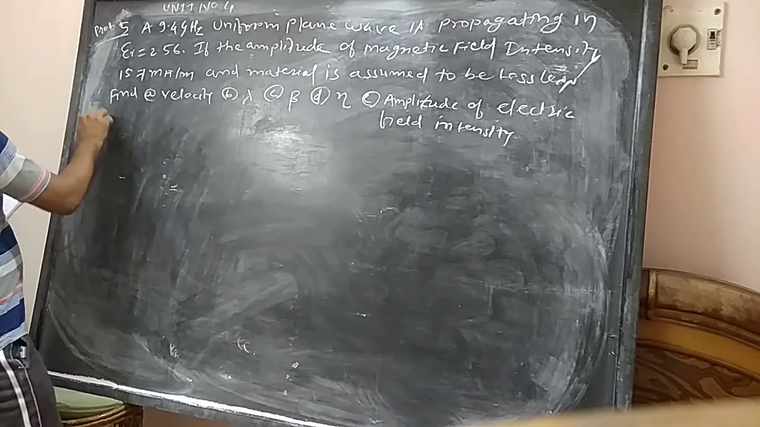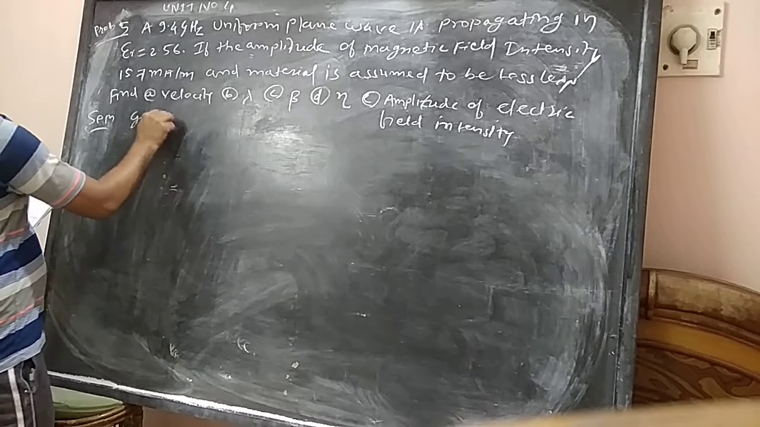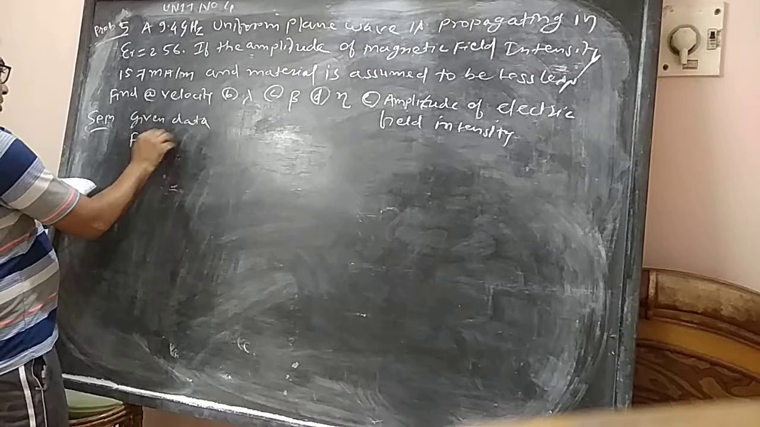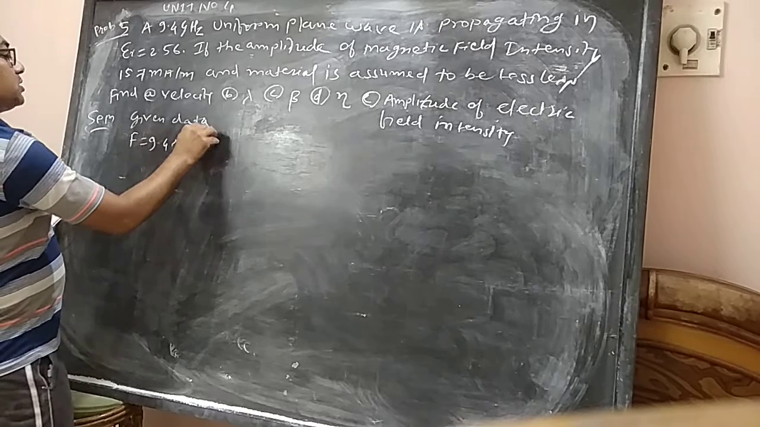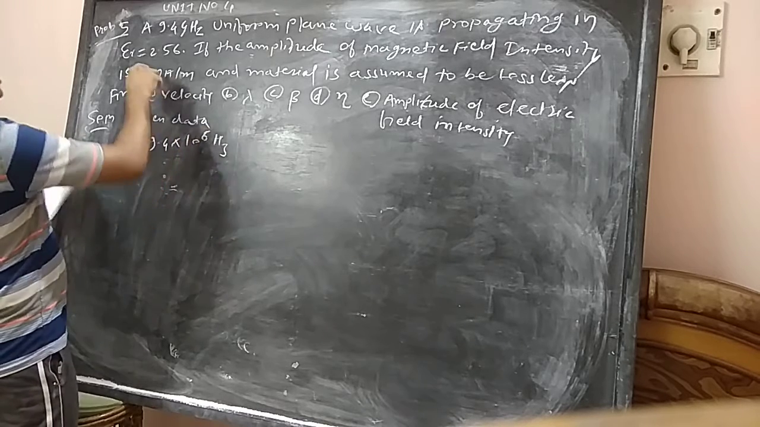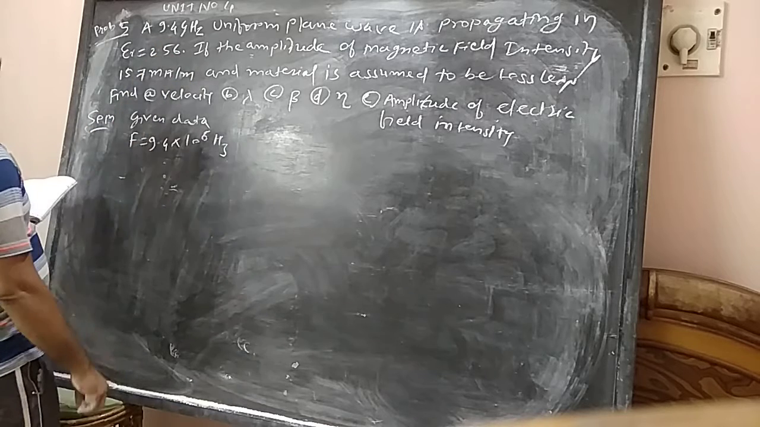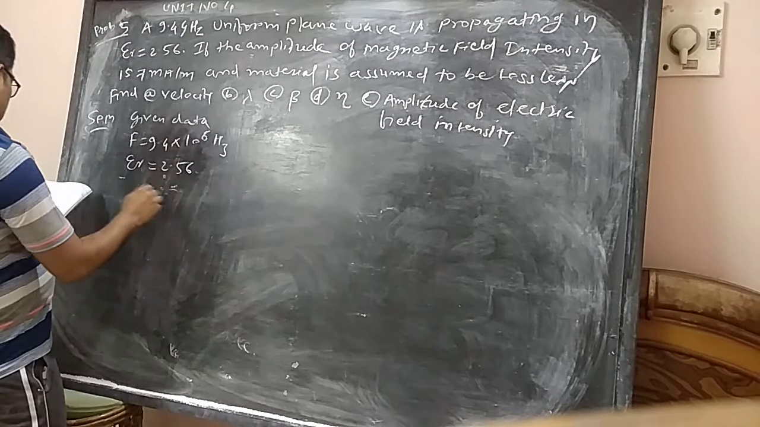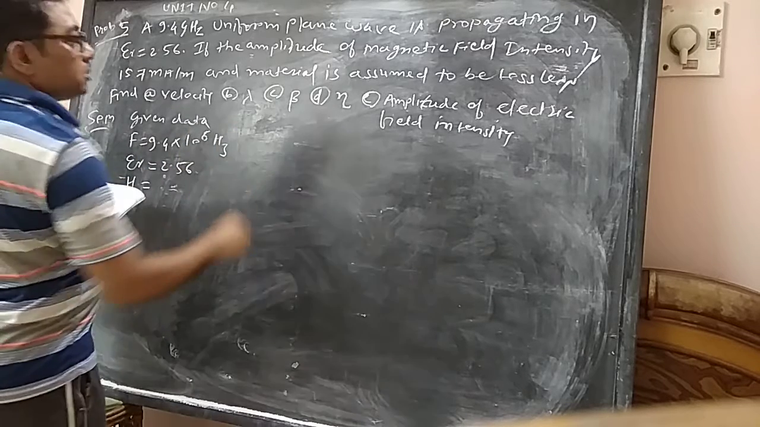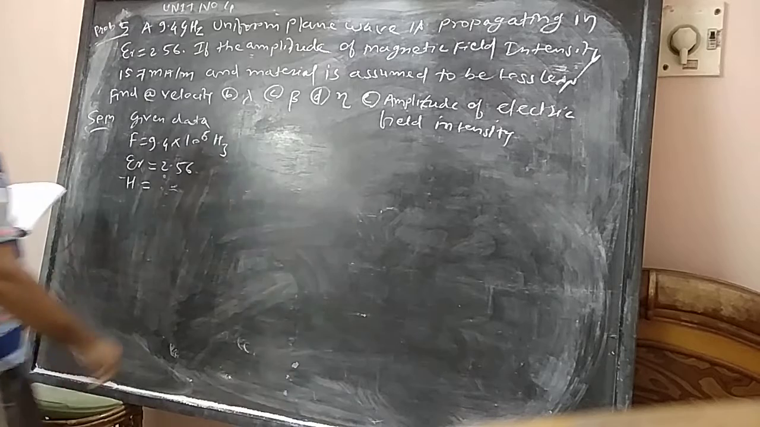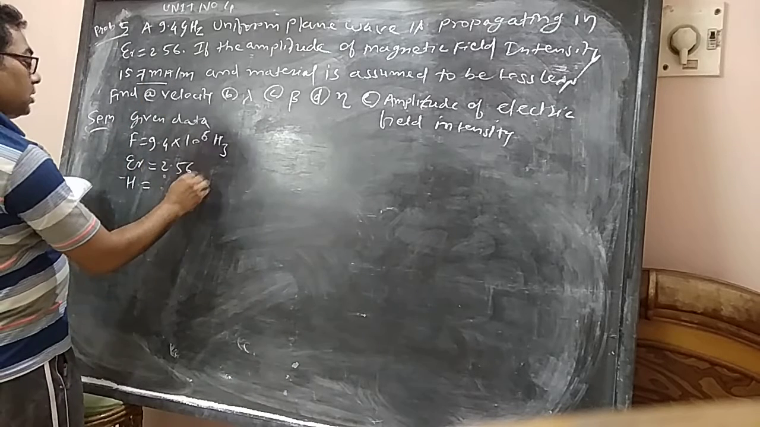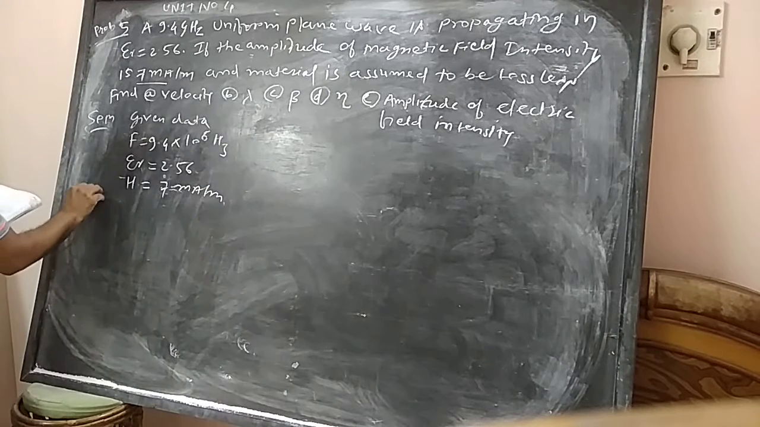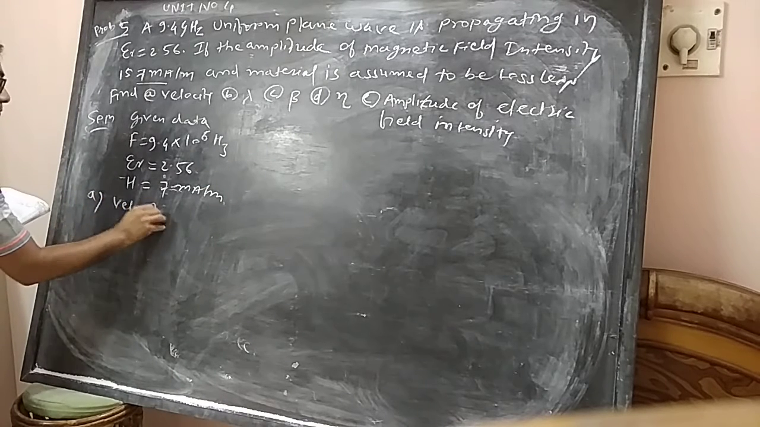So the solution of this problem: the given data is F equal to 9.4 gigahertz frequency, the value of epsilon r is 2.56 and H is 7 milliampere per meter. Now first, to find the velocity.